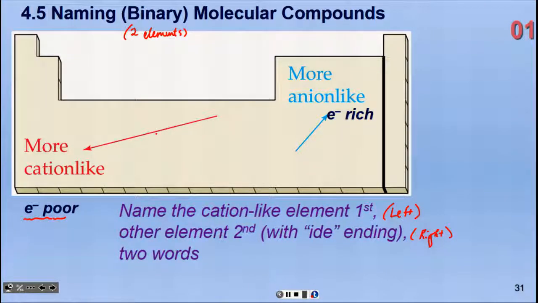So thankfully, you kind of read from left to right, and the names are going to be just two words put together. Thankfully, these aren't really too hard, but you just got to pay attention to when they're covalent, that they're using this set of rules.